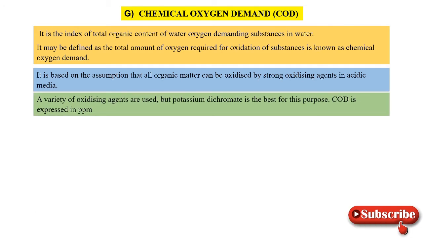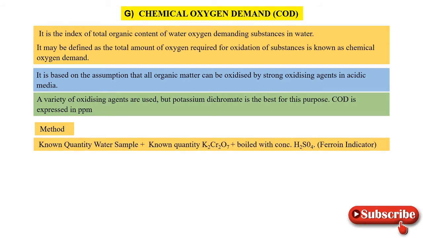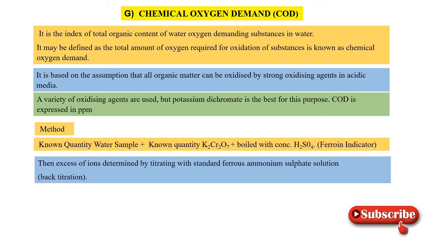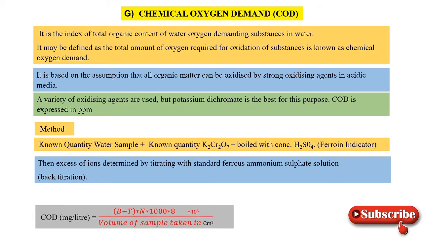So here we can use a variety of oxidizing agents. In that we generally use potassium dichromate for the analysis of COD, and COD is generally expressed in ppm. It involves the following method. To a known quantity of water sample we add a known quantity of K2Cr2O7, plus we add concentrated H2SO4 and boil, with ferroin as indicator. Then the excess of dichromate ions is determined by titrating with standard ferrous ammonium sulfate solution, that is back titration.